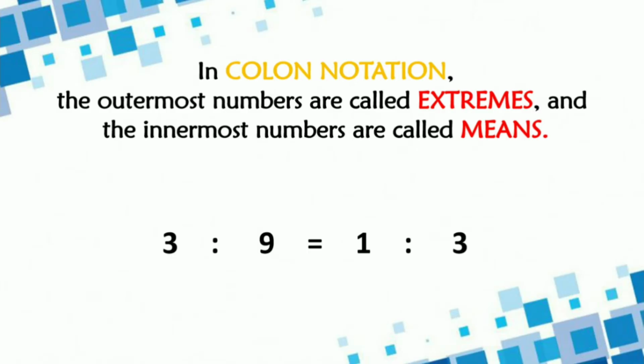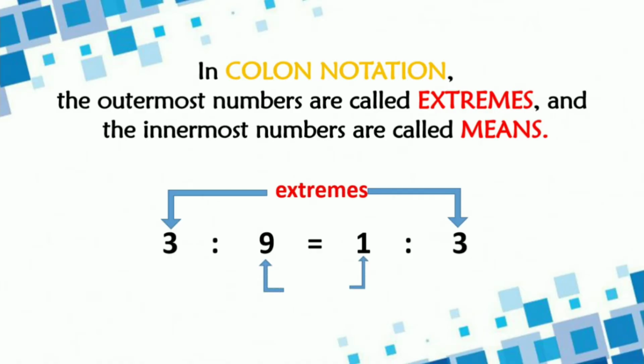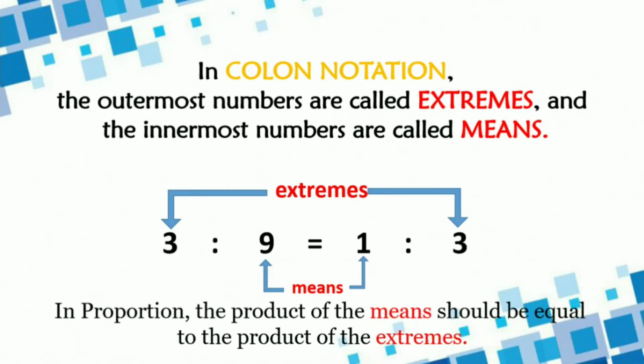So, in column notation, the outermost numbers are called extremes. Pag sinabing outermost number, yung number na parehas na nasa labas or nasa dulo, dulong kanan at dulong kaliwa, ang tawag natin sa kanila ay extremes. While yung innermost number naman, yung number na nasa loob, ang tinatawag natin na means. So, para masabi natin na ang dalawang ratio na to ay proportion, kailangan yung product ng means ay equal dun sa product ng extreme.